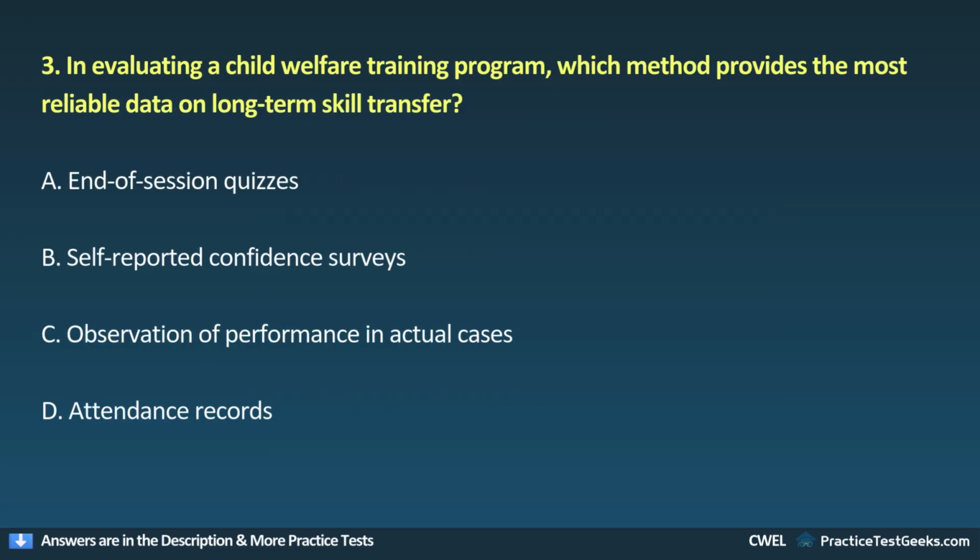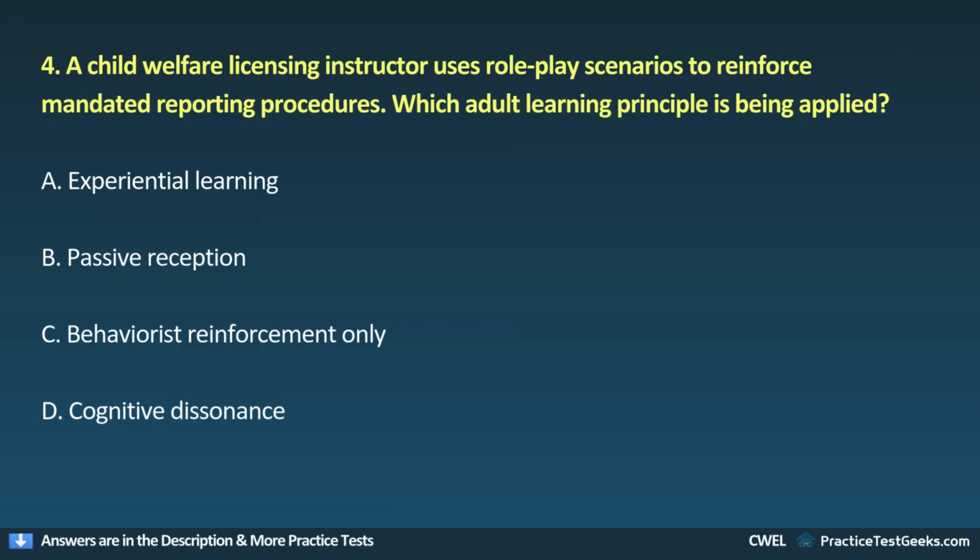3. In evaluating a child welfare training program, which method provides the most reliable data on long-term skill transfer? A. End-of-session quizzes. B. Self-reported confidence surveys. C. Observation of performance in actual cases. D. Attendance records.